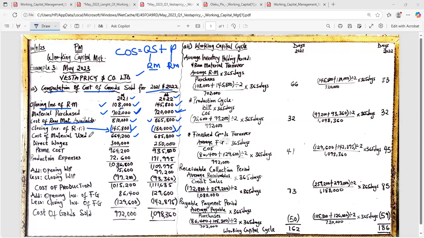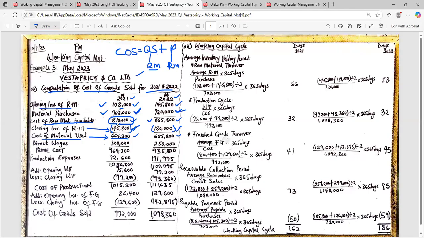So the answer that we got here is what we call cost of raw material used. Let me give you the logic. If I have 810 as the raw material that is available for me to use, and at the end of the year I have 145,800 that I have not used, that means that what I actually used during the year is this 664,200. Does that make sense? That is why we call it cost of raw material used.